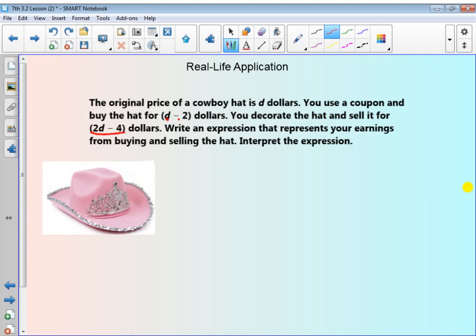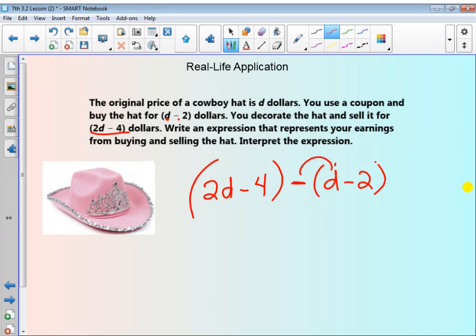So this was what I sold it for. I sold it for 2D minus 4. And then I'm going to turn around and I had to pay whoever I bought it from. So that's out of my pocket. D minus 2. Okay, so we're going to go ahead and combine these like terms. So we're going to distribute. So we get 2D minus 4 is still there. And then this becomes a minus 1D and a positive 2, because negative times a negative is a positive.